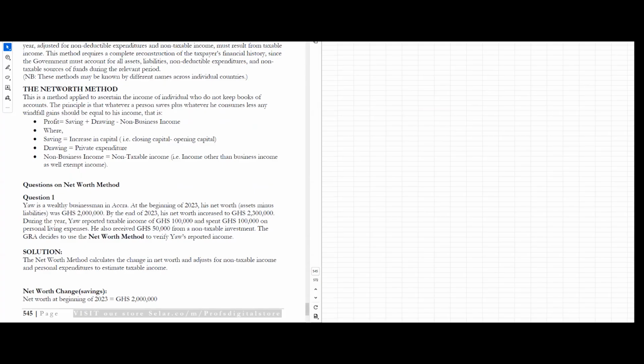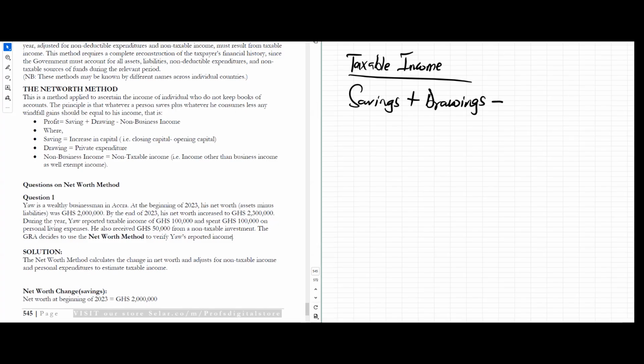So how do we get taxable income using the net worth approach? That is savings plus expenses, plus drawings. The expenses are called drawings, how much you drew from your account to spend, right? So your savings plus your drawings becomes the total income, minus non-taxable income. So this is how we get our taxable income using the net worth approach, right?